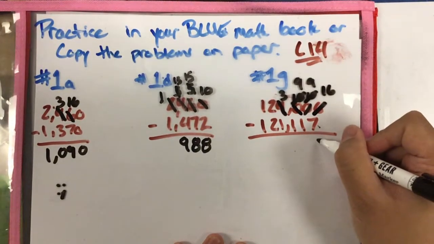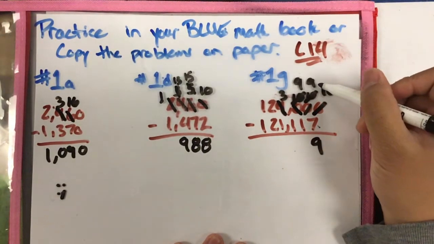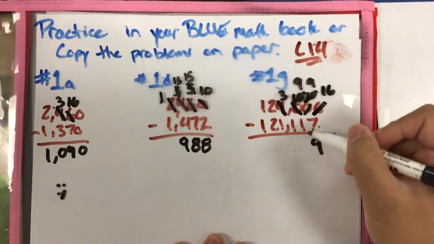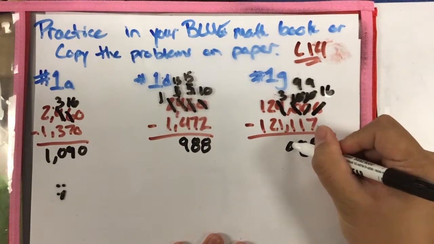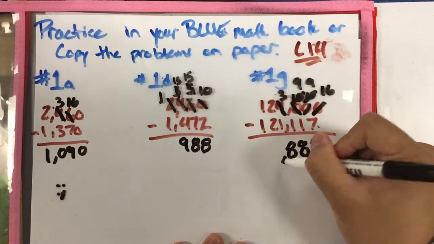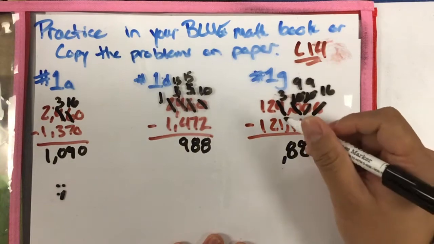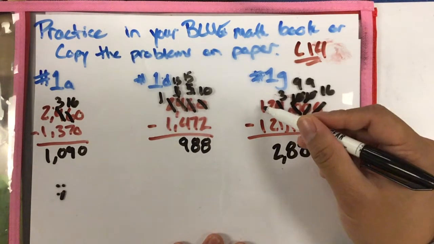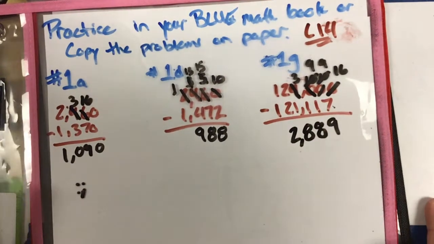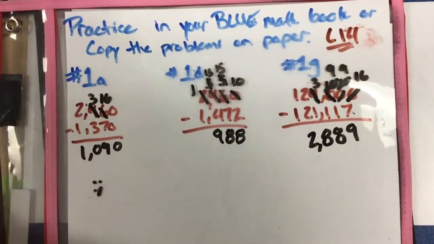16 minus 7 equals 9. 9 minus 1 equals 8. 9 minus 1 equals 8. Comma. 3 minus 1 equals 2. 2 minus 2 equals 0. 1 minus 1 equals 0. So these are our answers. Okay?